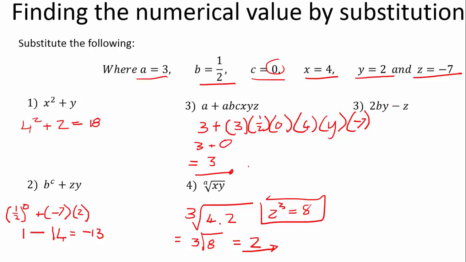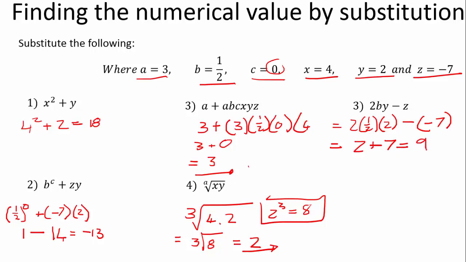Okay, let's look at another example. 2by minus z. I'm just going to erase some of this here so it doesn't get in the way. Okay, 2b times y, so that is equal to b is a half, 2 times a half, times y, which is 2, minus z, which is negative 7. Don't get confused with your negatives, rather put in brackets. 2 times a half is 1, 1 times 2 is 2, minus negative 7 is plus 7, and that is equal to 9.